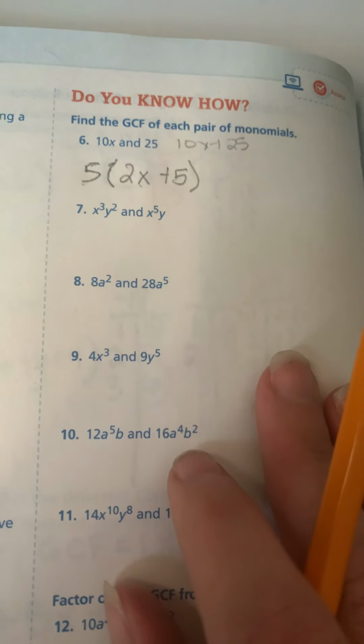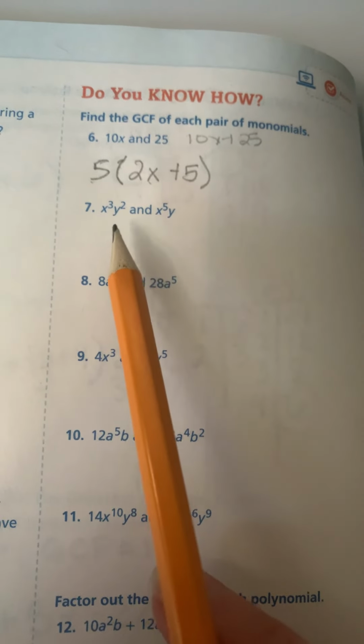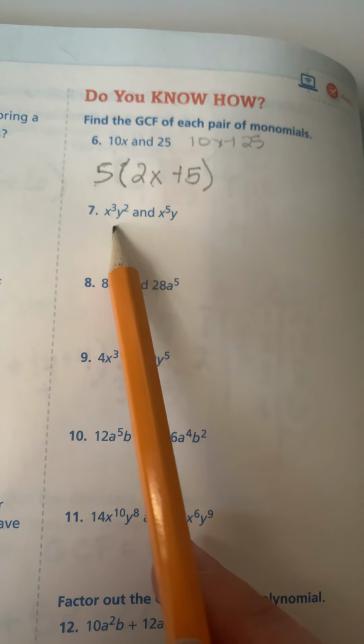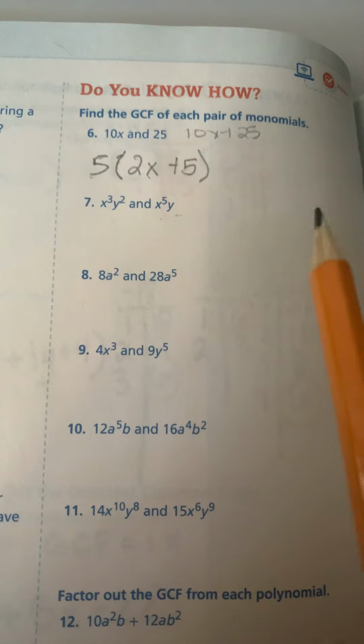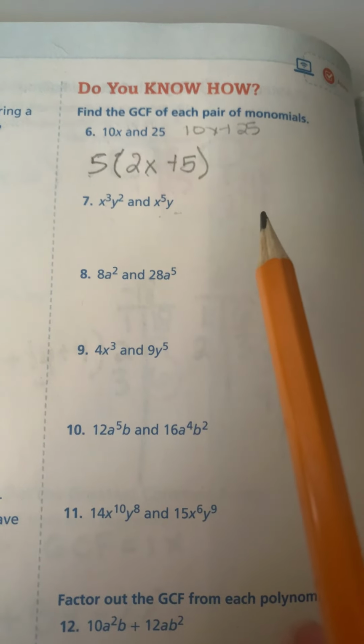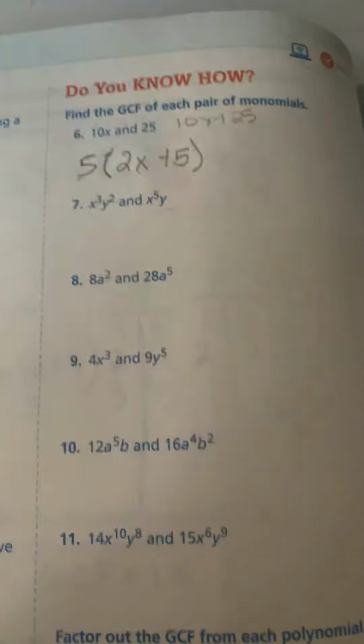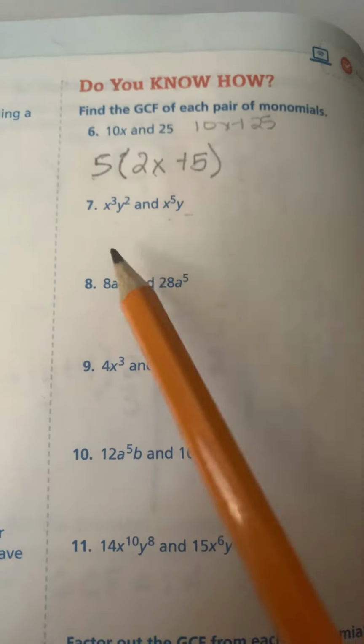For this one, we have just variables. So I have some x's and some y's, and some x's and another y. So you want to take out the most that you can. It's the greatest common factor. So the most x's that I can and the most y's that I can.